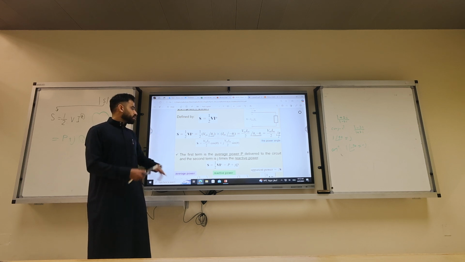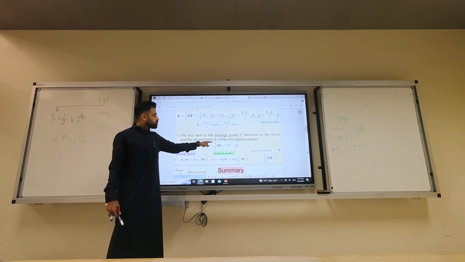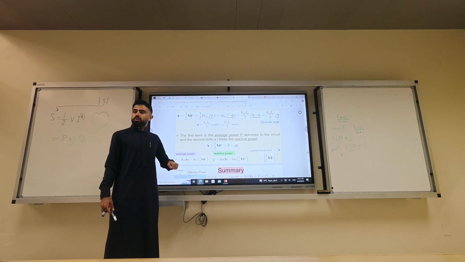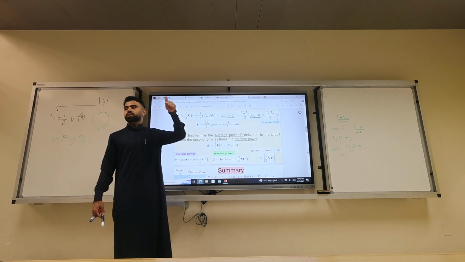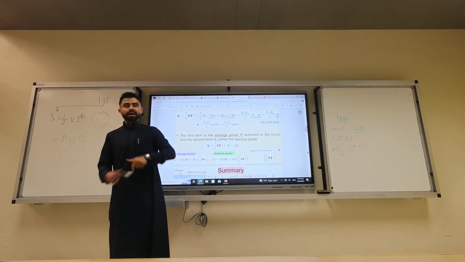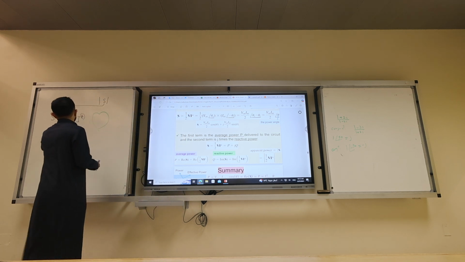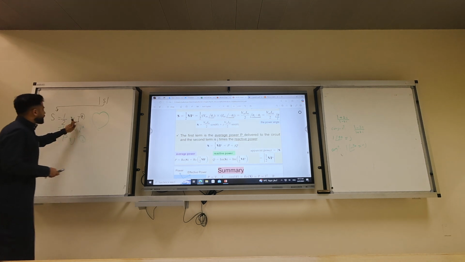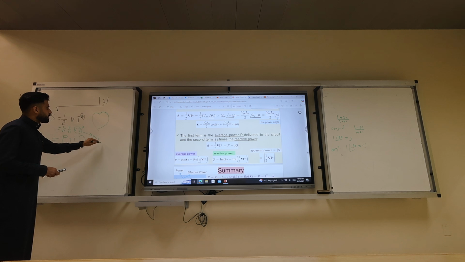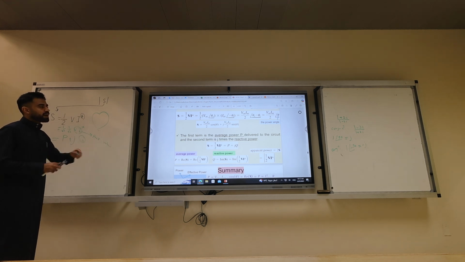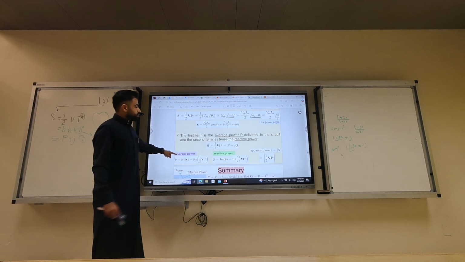Now let me ask a question, why half? Because we have 1 over square root of 2 for the voltage and 1 over square root of 2 for the current. Half is 1 over square root of 2 times 1 over square root of 2, V I conjugate. Keep in mind this V and this I are the peak values. They're not the RMS.